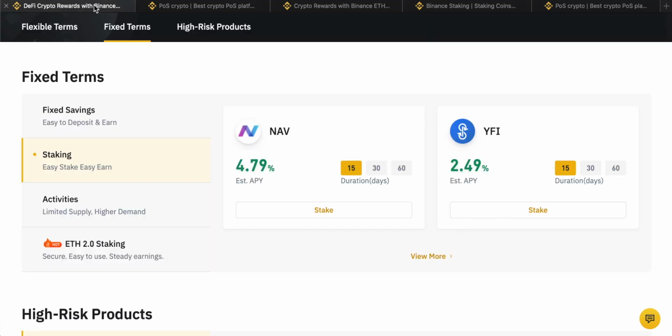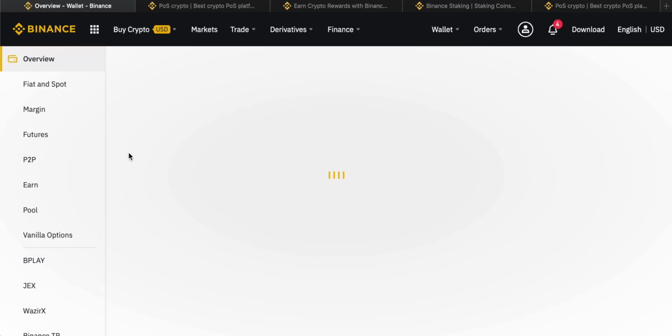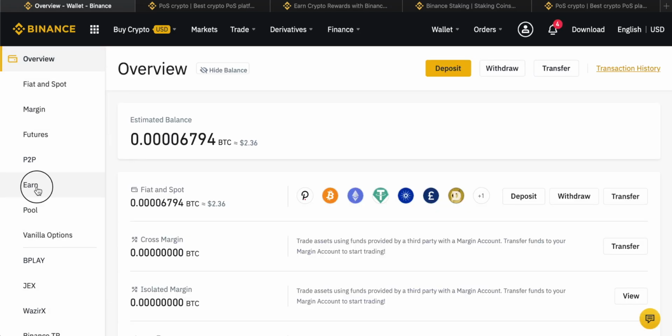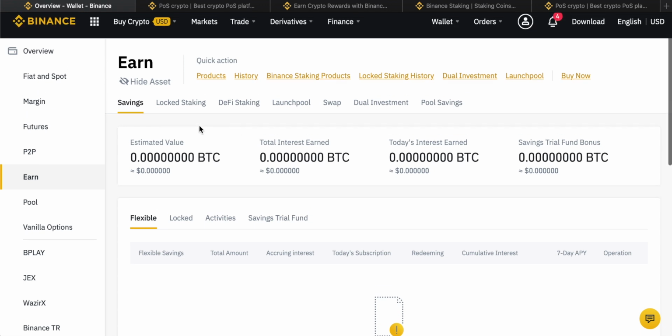So let's go through and actually see those. So I'm just going to come up. We're going to come over to the wallet right here. We're going to click on overview, and then we're going to come through to the Binance Earn right here. And any products or coins that you have staked will be in here. You can see your savings, and you just get an overview of what's happening in terms of the interest that you earn and how much you actually have on account.